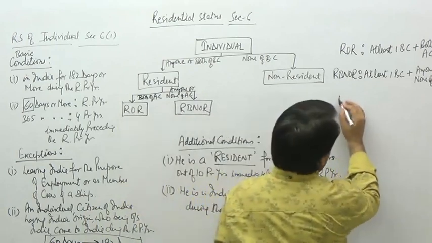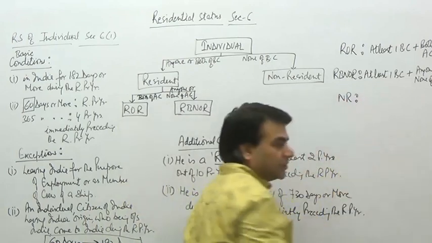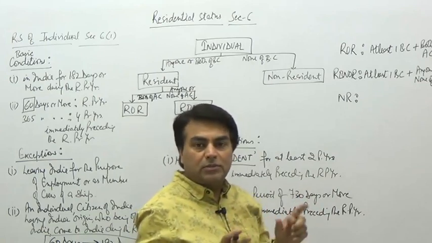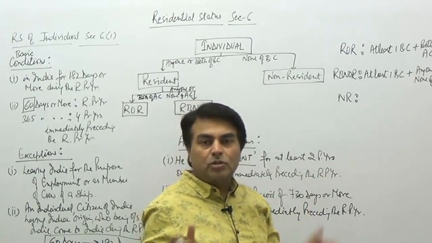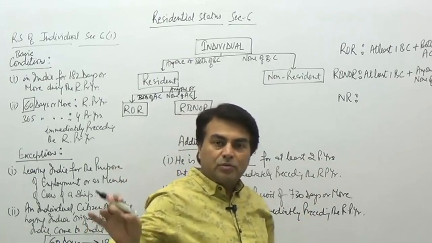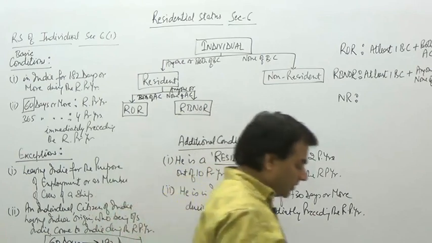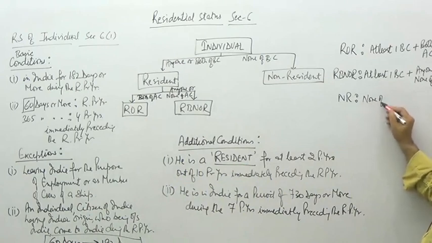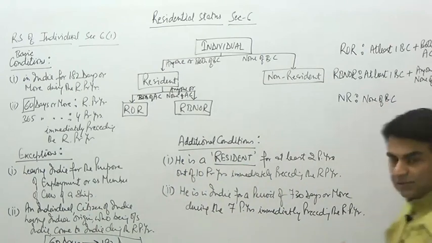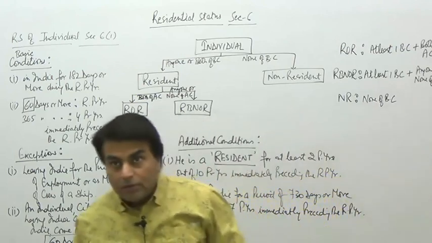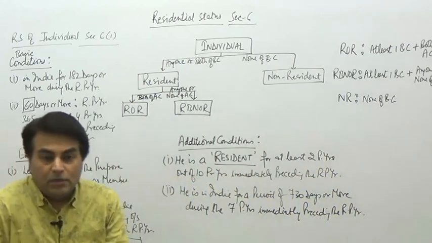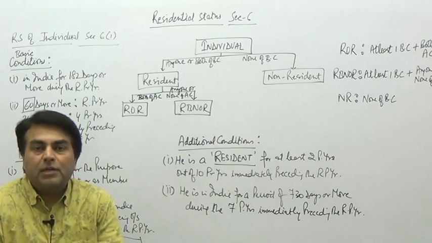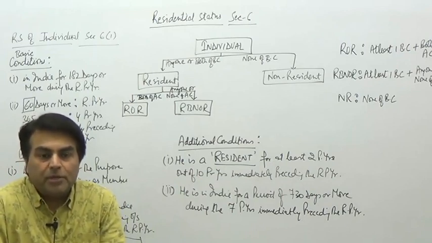Third case, NR, non-resident. How would he become a non-resident? When he is not fulfilling any of the basic conditions. When he is not satisfying any of the basic conditions, there is no question of coming to the additional conditions. This is section 6.1, determination of RS of an individual.